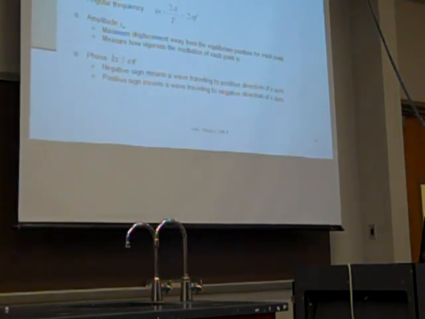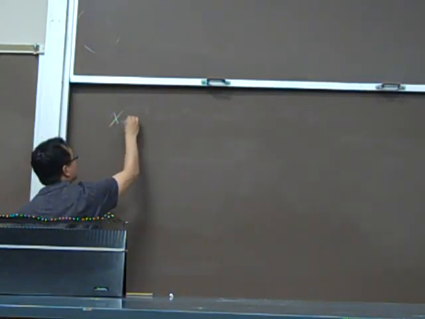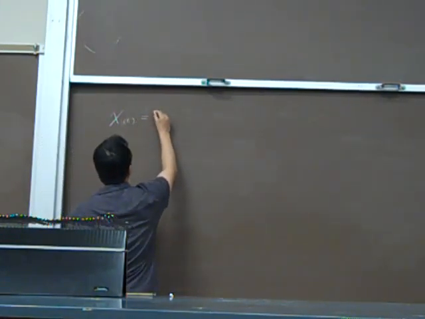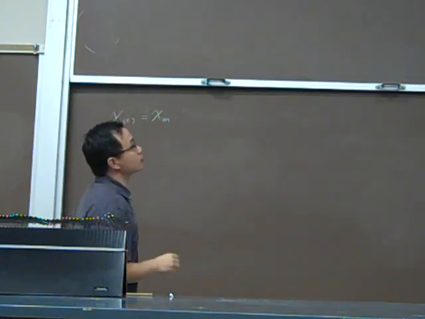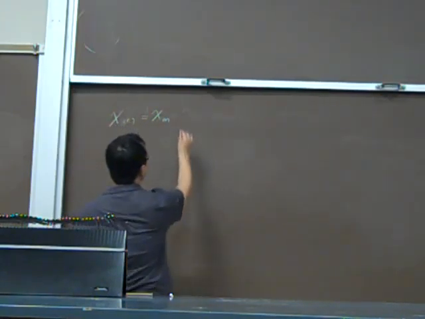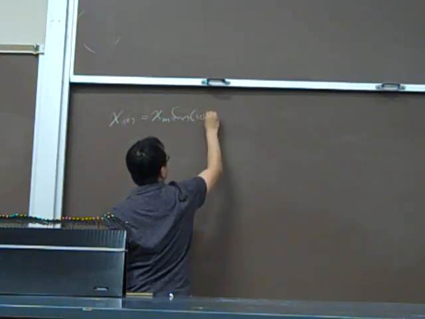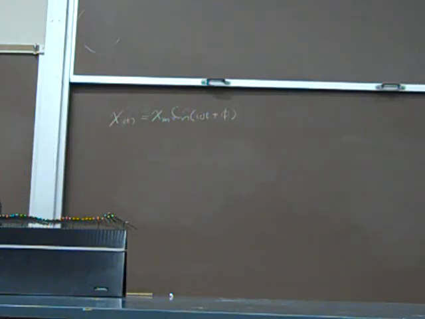Let's recall the mathematical description of the oscillation. It's given by a harmonic function like this. x as a function of t equals xm sine(omega t plus phi). We can use sine or cosine function, it doesn't matter.